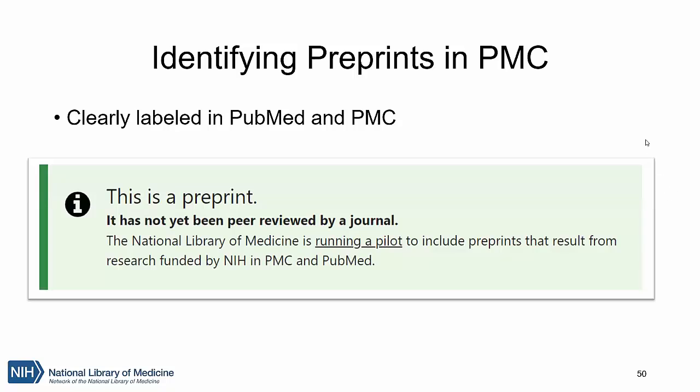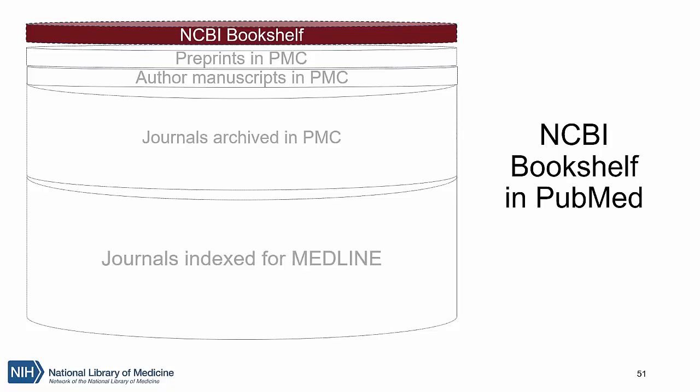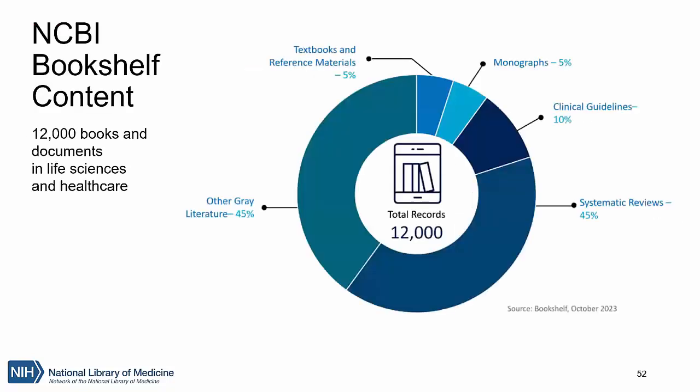All right, and finally, let's take a look at the last source of PubMed records, the NCBI Bookshelf. There are currently about 12,000 items in the NCBI Bookshelf. The pie chart on this slide illustrates how many different types of documents Bookshelf contains, like systematic reviews, clinical guidelines, textbooks, and reference materials. It includes works published by the World Health Organization, the Agency for Healthcare Research and Quality, the Canadian Agency for Drugs and Technologies in Health, and other authoritative publishers.